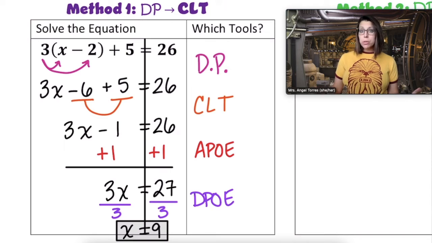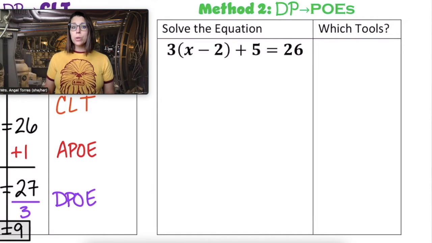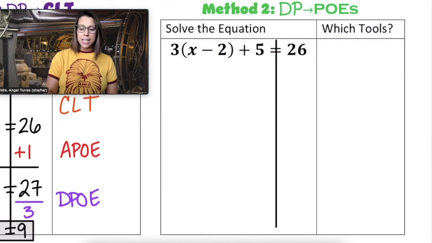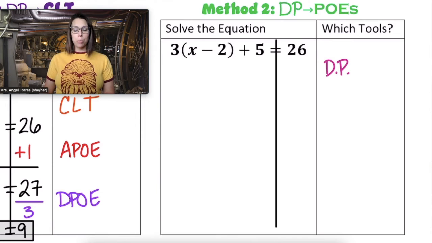Now normally we would check this solution, but instead of checking, we're going to solve this same equation using a different method and a different series of steps. Over here in method 2, we're still going to start with our distributive property, but then instead of combining, we're going to use our properties of equality. As always, I put a line down the middle of the equal sign, and I'm going to use my distributive property tool first to eliminate that group.